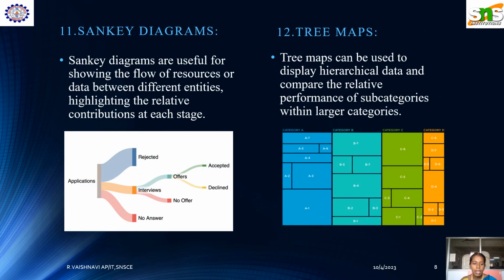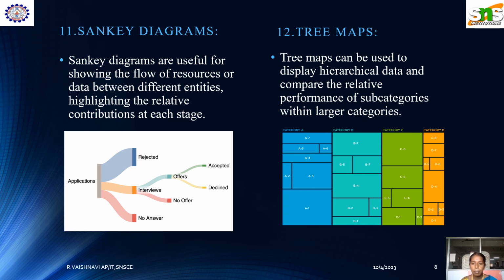Next one, Sankey diagram. Sankey diagrams are useful for showing the flow of resources or data between the different entities, highlighting their relative contribution at each stage. First one, application. In the application, we have three types: rejected, interview, and no answers. The interview is subdivided into two: offers and no offers. Offers are divided into two: accepted or declined.